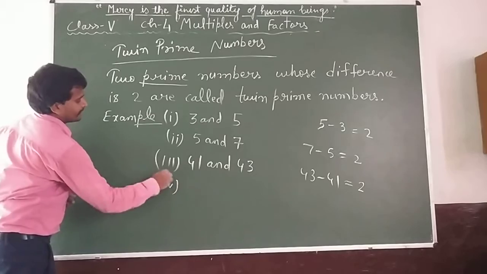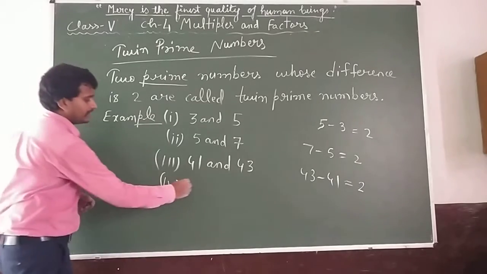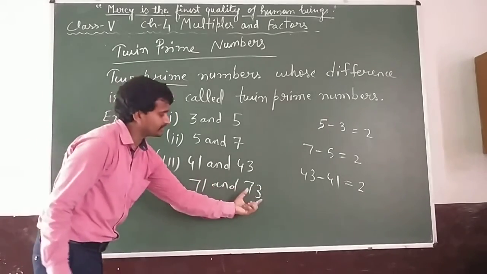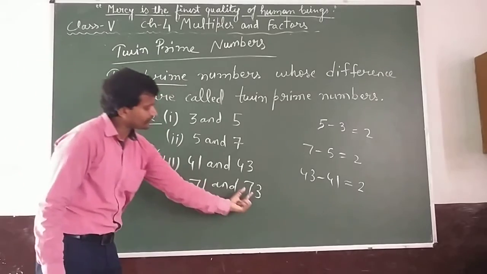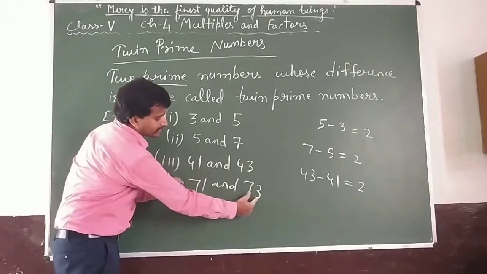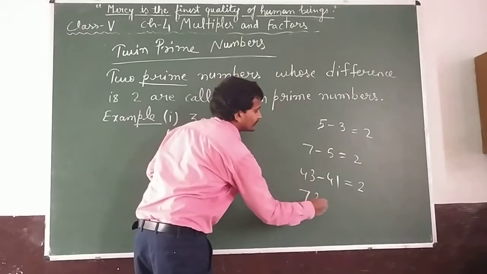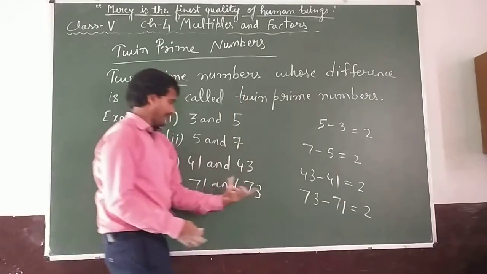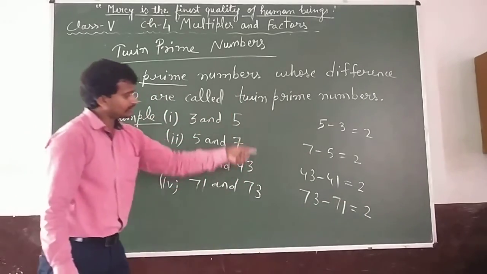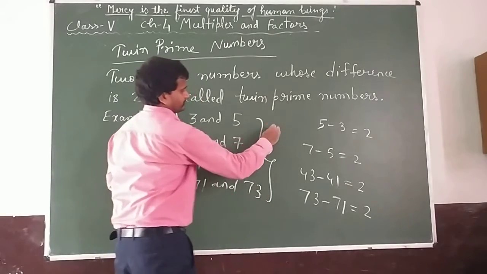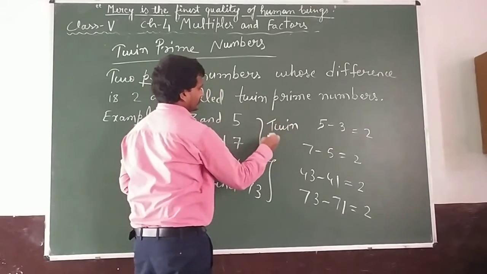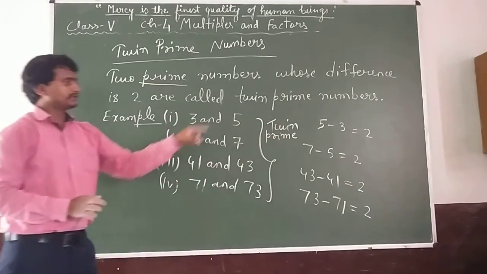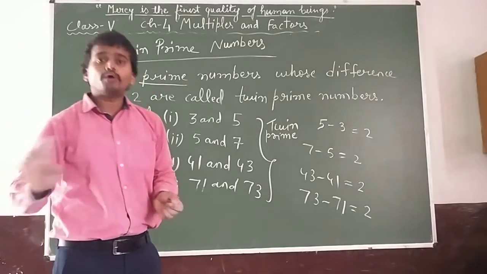One more example, 71 and 73. 71 is also prime and 73 is also prime. And difference means larger number minus smaller number. 73 minus 71, we will get 2. Difference is 2, and these are prime numbers. So these all are twin prime numbers.